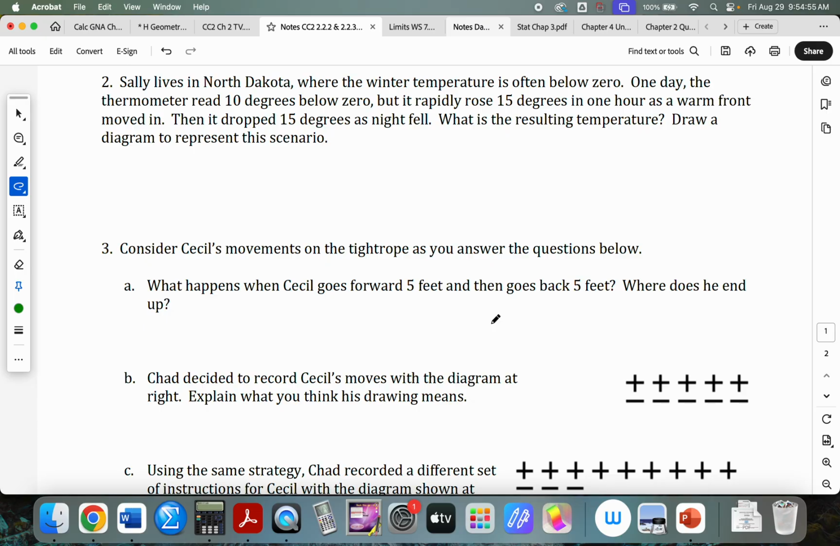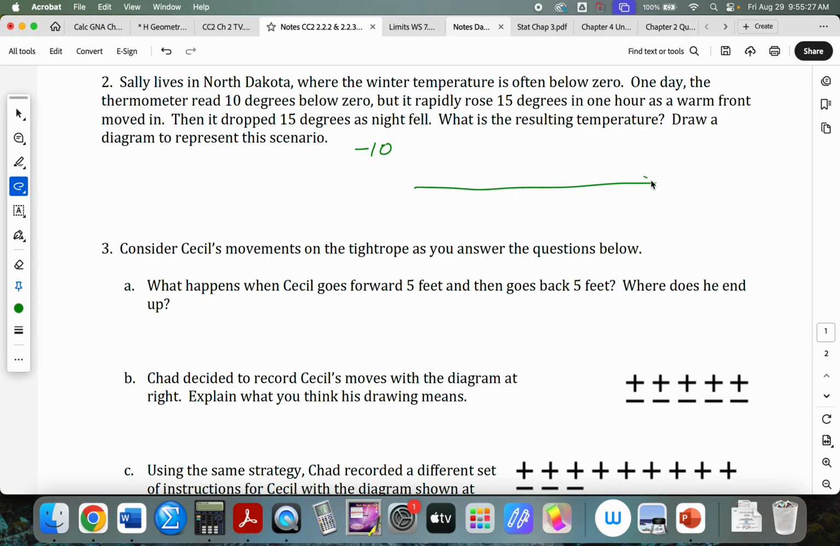All right, so one day the thermometer read 10 degrees below zero, but then it rapidly rose 15 degrees in an hour as a warm front moved in. Then it dropped 15 degrees as night fell. What's the resulting temperature? Yes. Negative 10. Yeah, it's negative 10. It started off at negative 10. It went up 15 and then back 15. We want to draw a picture of this? Okay.